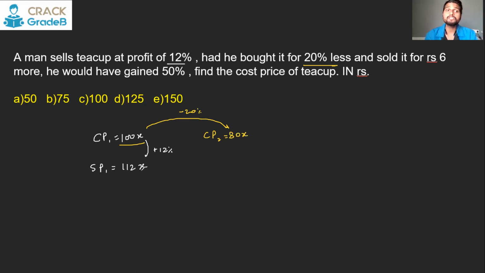And he sold for 6 more. That means as compared to the old selling price, if the selling price is 6 more, that means 112x plus 6. Then he gains 50%.